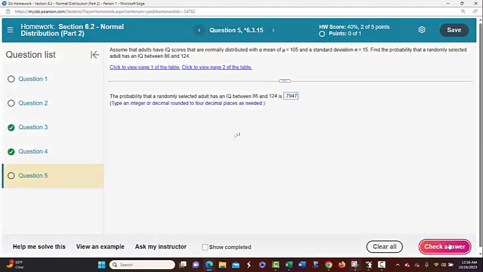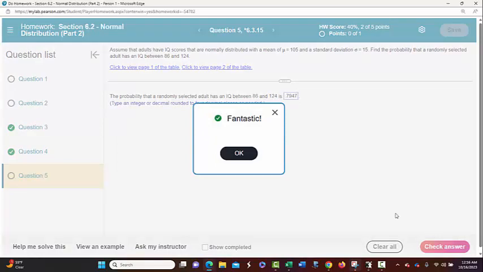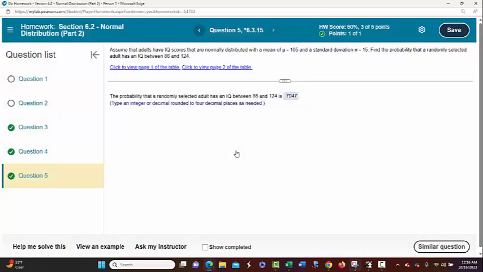Let's see how we did. Fantastic. All right, well, that concludes this section, 6.2 normal distribution, part 2.